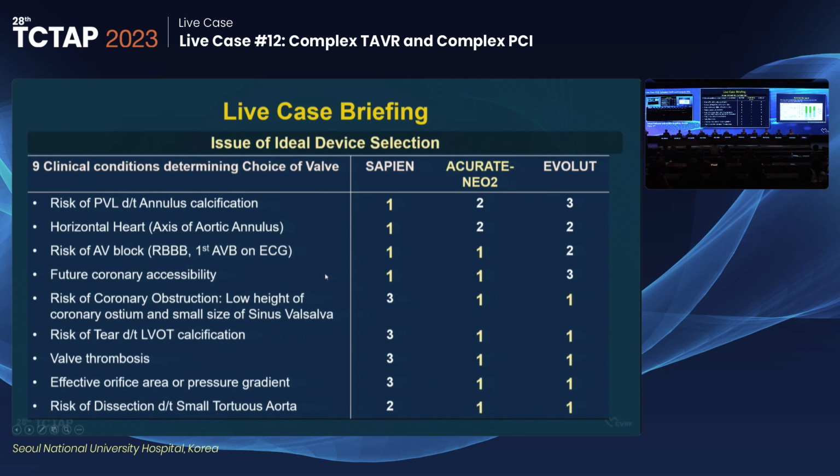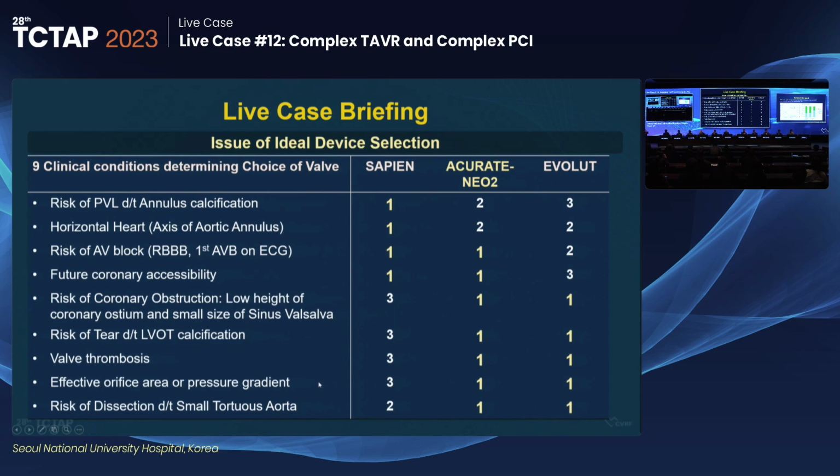Accurate Neo has the most clinical conditions favoring itself. I described nine clinical conditions determining choice of valve among Sapien, Accurate, Evolut. The first four clinical conditions favor Sapien: risk of leakage, horizontal heart, risk of AV block, future coronary accessibility. The remaining five favor Evolut: risk of coronary obstruction, risk of tear due to annular calcification, valve thrombosis, orifice area and pressure gradient, and the risk of dissection due to small tortuous aorta.